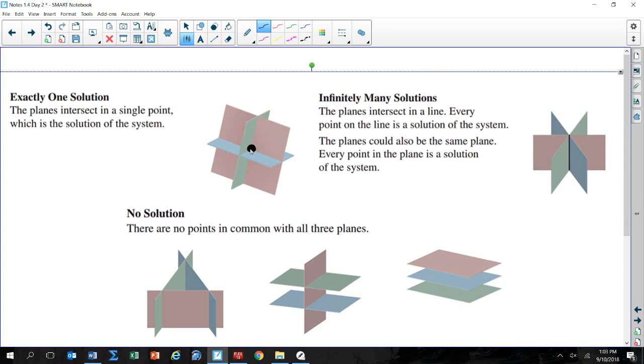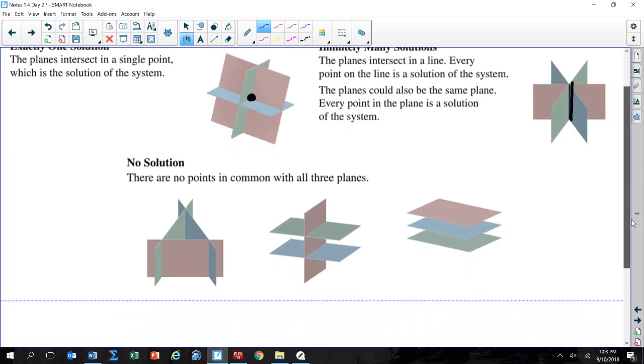You can also have a case of infinitely many solutions, where if the planes intersect in a line, then every point on the line is a solution of the system. So here's a picture of 3 planes, the blue, green, and red plane, and see how the intersection is a line. In that case, you'd have infinitely many solutions.